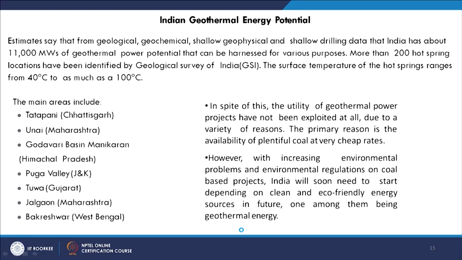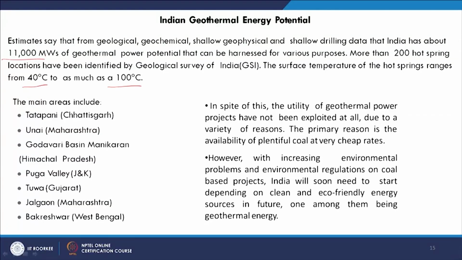Now, if we see the Indian geothermal energy potential, we have some reserves. Basically, water at temperatures from 40 degree centigrade up to 100 degree centigrade is available, and we have around 11,000 megawatts of geothermal power potential, and more than 200 hot springs. Some locations are Taptapani, Chhattisgarh, Unai in Maharashtra, Godavari Basin, Manikaran, Puga Valley, Tuwa, Jalgaon, and Bakreshwar in West Bengal. So, these are the sources we have, but still we are not able to use it.